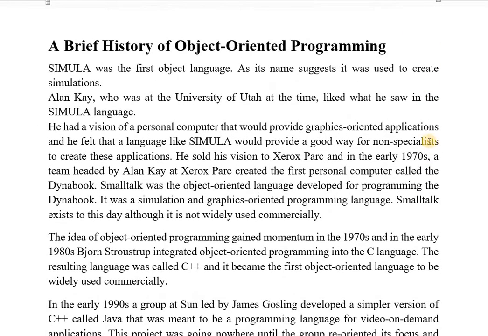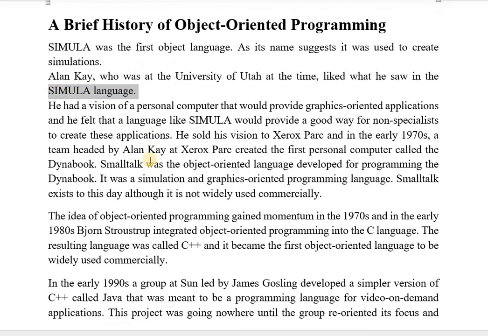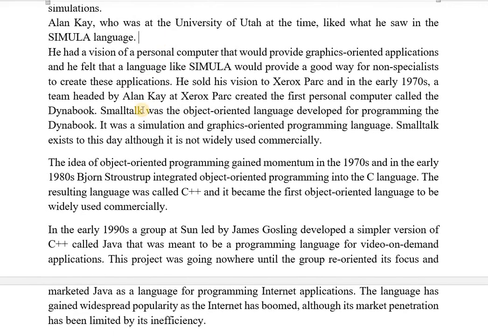So let's study some brief history of object oriented programming before the features of OOP. The very first object language was known as Simula. As its name suggests, it was used to create simulations. Alan Kay, who was at the University of Utah at the time, liked what he saw in the Simula language. It was also based upon the concept of objects, so that's why it is known as an object language.